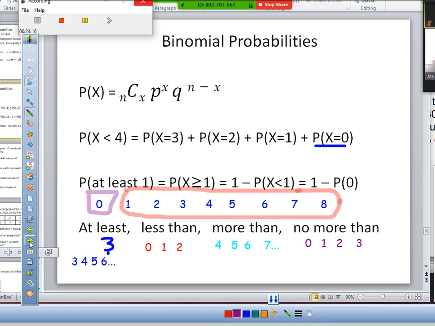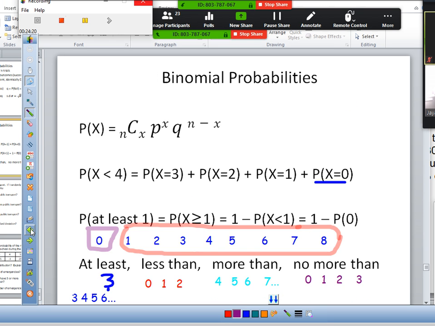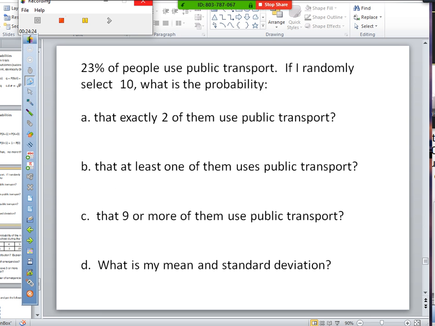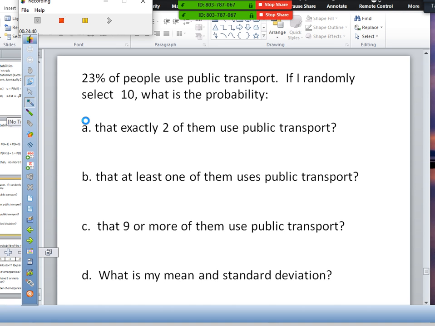Great. Okay, let's have you guys do a problem. I'm going to give you 10 minutes. I'll put you into groups. Do A, B, and D first, and then go back and catch C. Do C last.